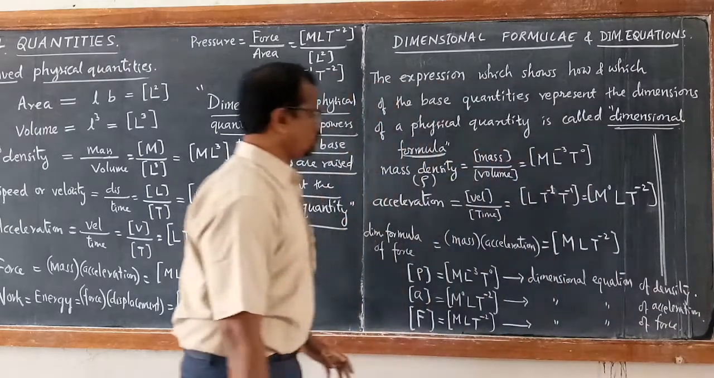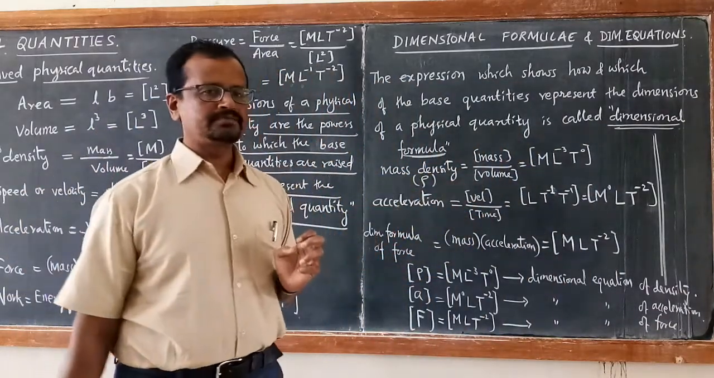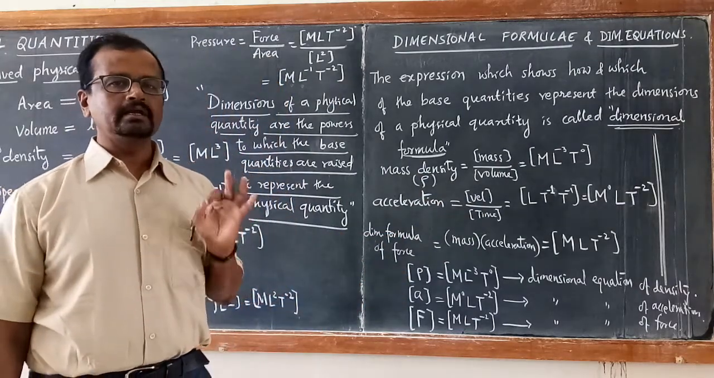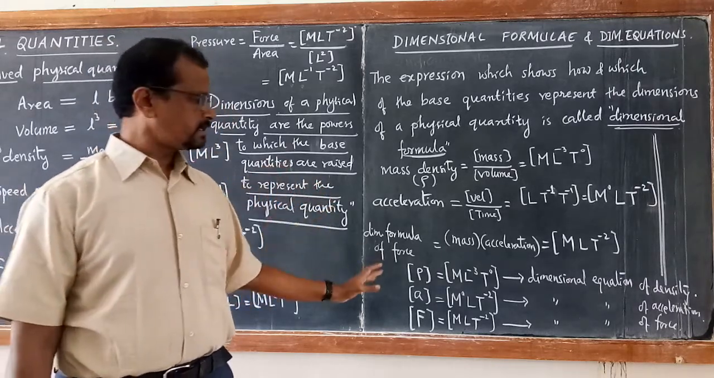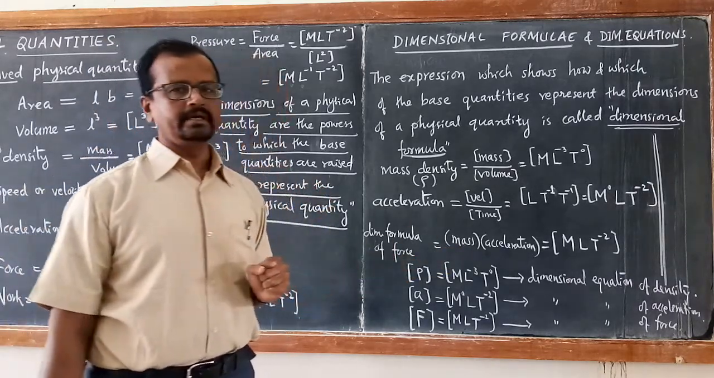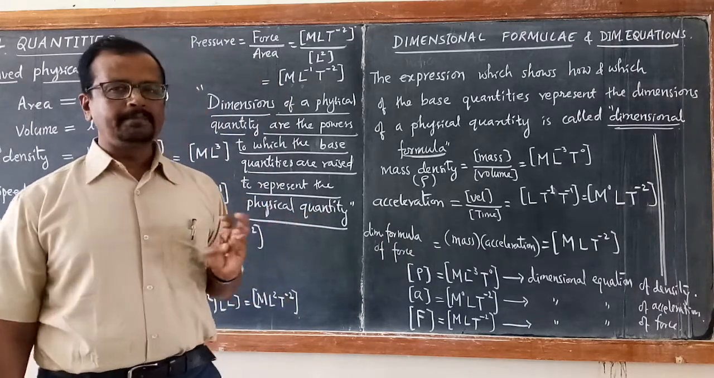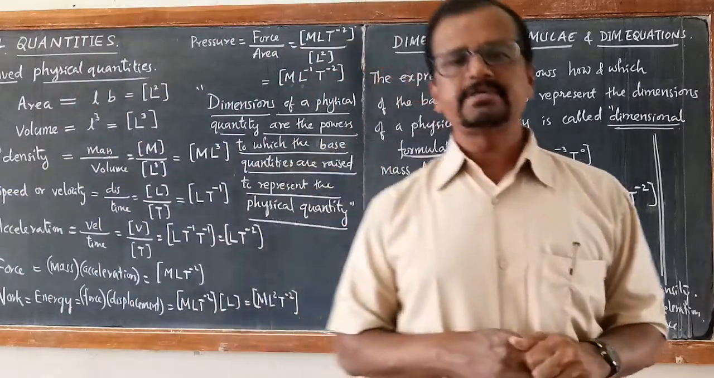So in this way, by the knowledge of the dimensions and their base physical quantities, we can write the dimensional equations for any given derived physical quantity. So that expression becomes the dimensional equation. Now we will learn the applications of this dimensional formula, dimensional equations.